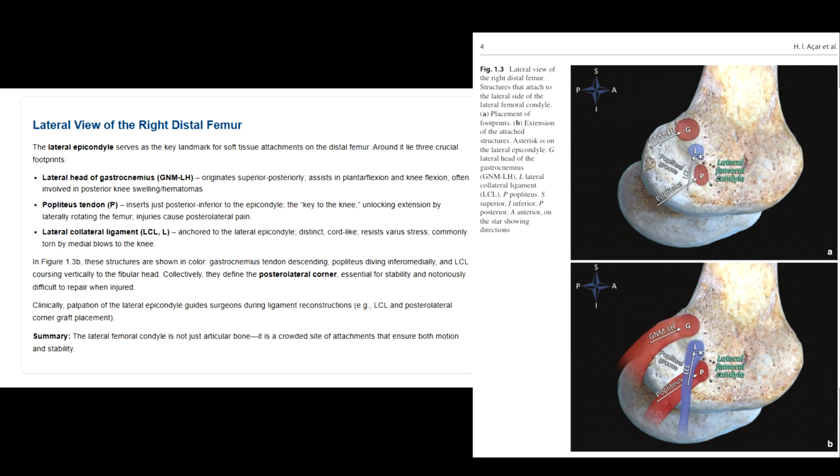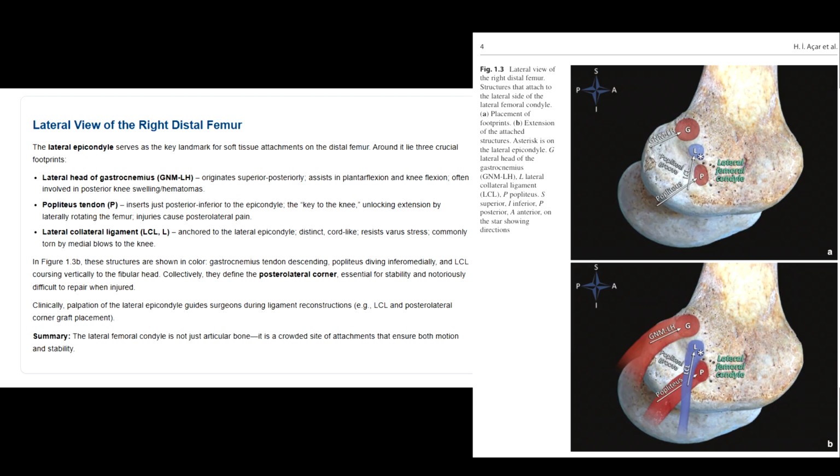At the superior-posterior aspect, we have the origin of the lateral head of the gastrocnemius, labeled GNMLH. Remember, this muscle contributes to powerful plantar flexion of the foot, but at the knee joint, it also plays a role in flexion. Clinically, in posterior knee swelling or hematoma, you'll often see this muscle involved since it sits so close to the capsule.